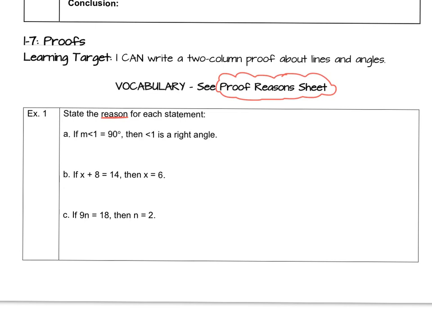For the first example, we said if the measure of angle 1 equals 90, then angle 1 is a right angle. How do we know that's true? Because that's how we've defined it. So yesterday you should have written definition of right angle on your note packet.